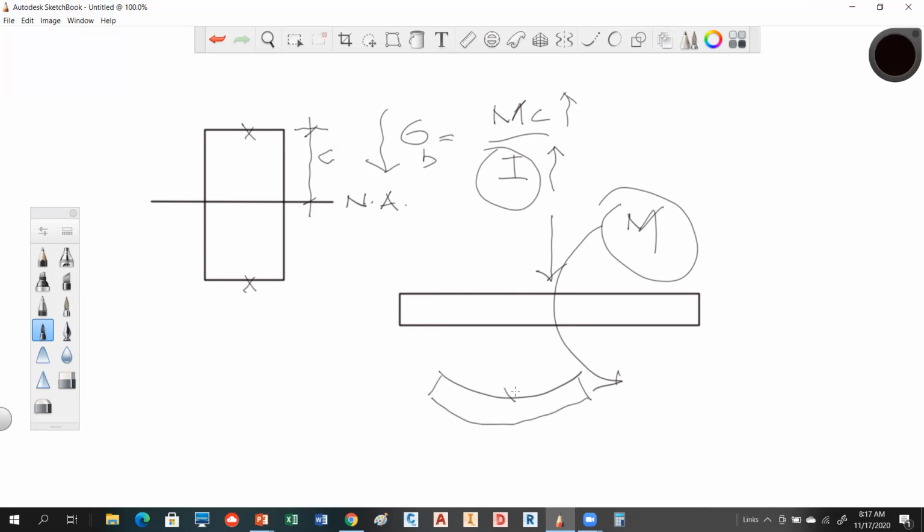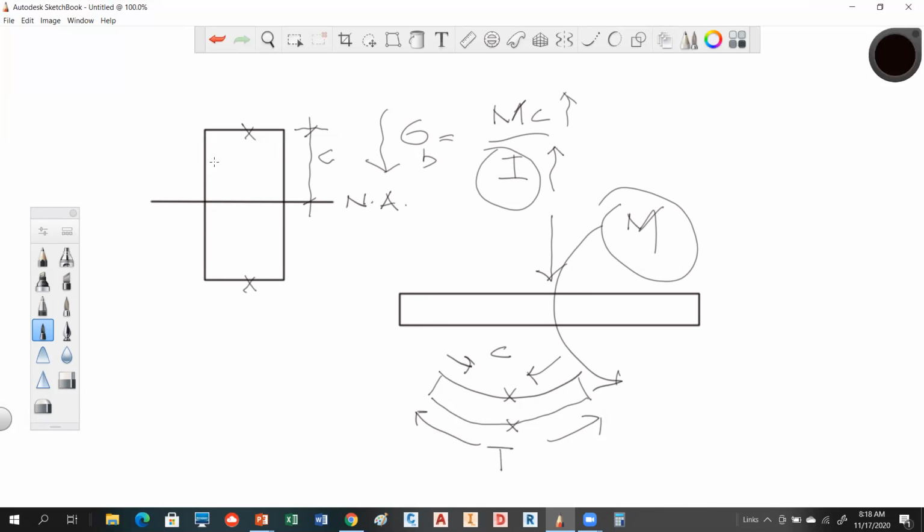What's happened at the top of that beam versus the bottom of that beam? What's happening at the top? This is pushing this way, and this is pulling this way on the beam. So what's going on there? Compression. Yep, you got compression at the top, and we got tension at the bottom fibers, okay?